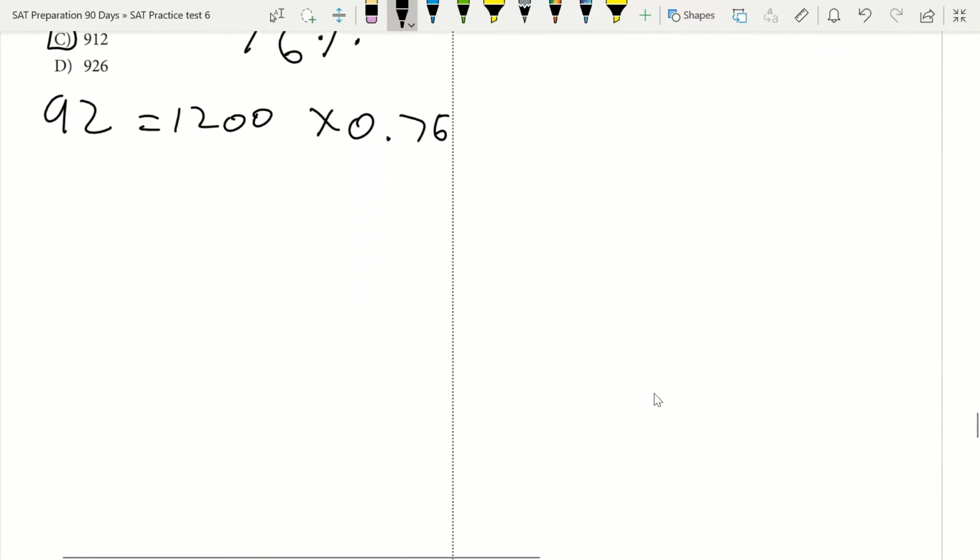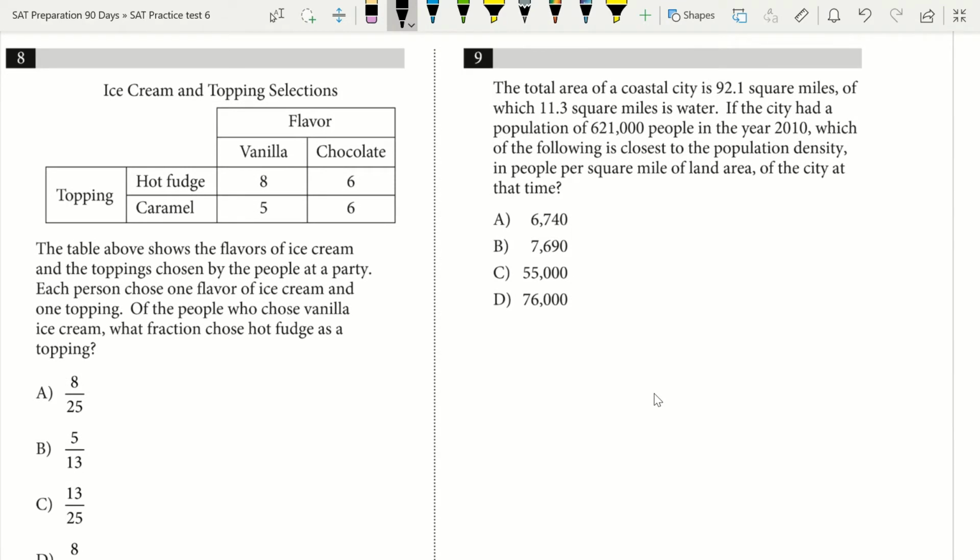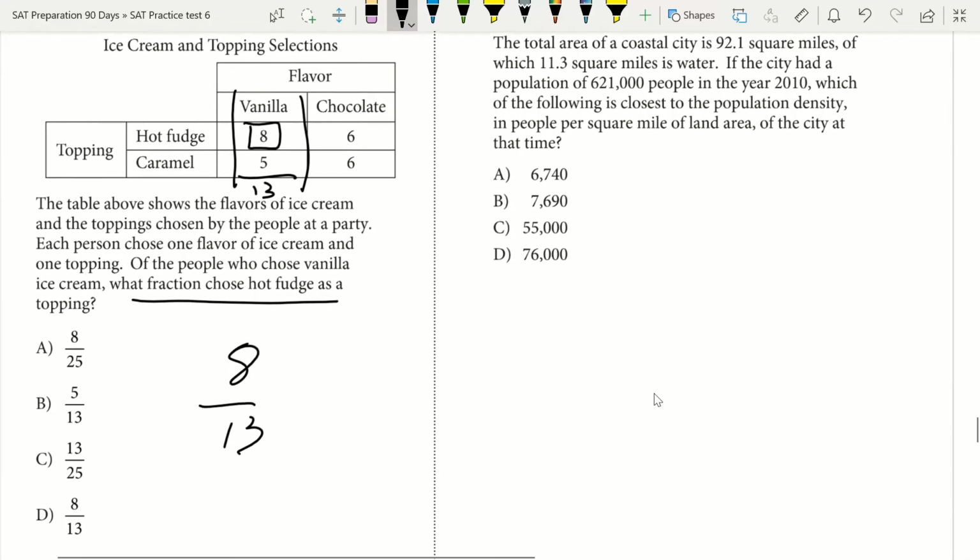All right, question 8. We got ice cream and topping selections. The table above shows the flavors of ice cream and toppings chosen by people at a party. Each person chooses one flavor of ice cream and one topping. Of the people who chose vanilla, so that's going to be this column right here, what fraction chose hot fudge as a topping? I see that's going to be 8 over my total, which will be 13. So 8 over 13. So that's going to be answer choice, it looks like a D. Yep, so our answer there is going to be D for number 8.